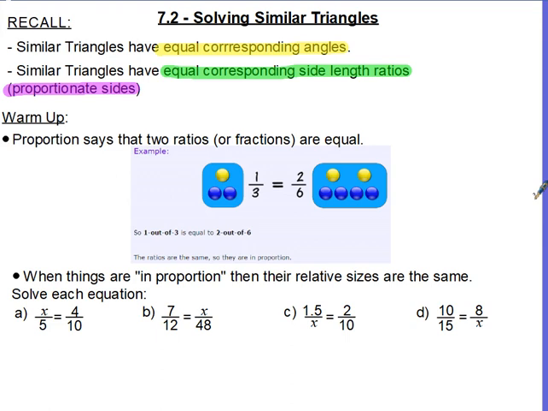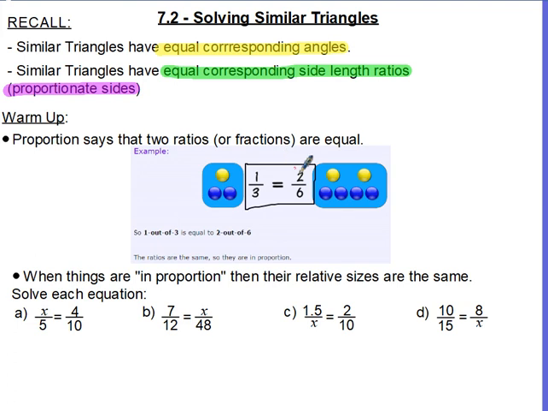It's like this triangle A and B, right? We got one that is 3 times as big, or one that's 3 times as small. So here's a warm-up. It says proportion says that two ratios or fractions are equal. And being a grade 10 student, you know that 1/3 is in fact equal to 2/6.